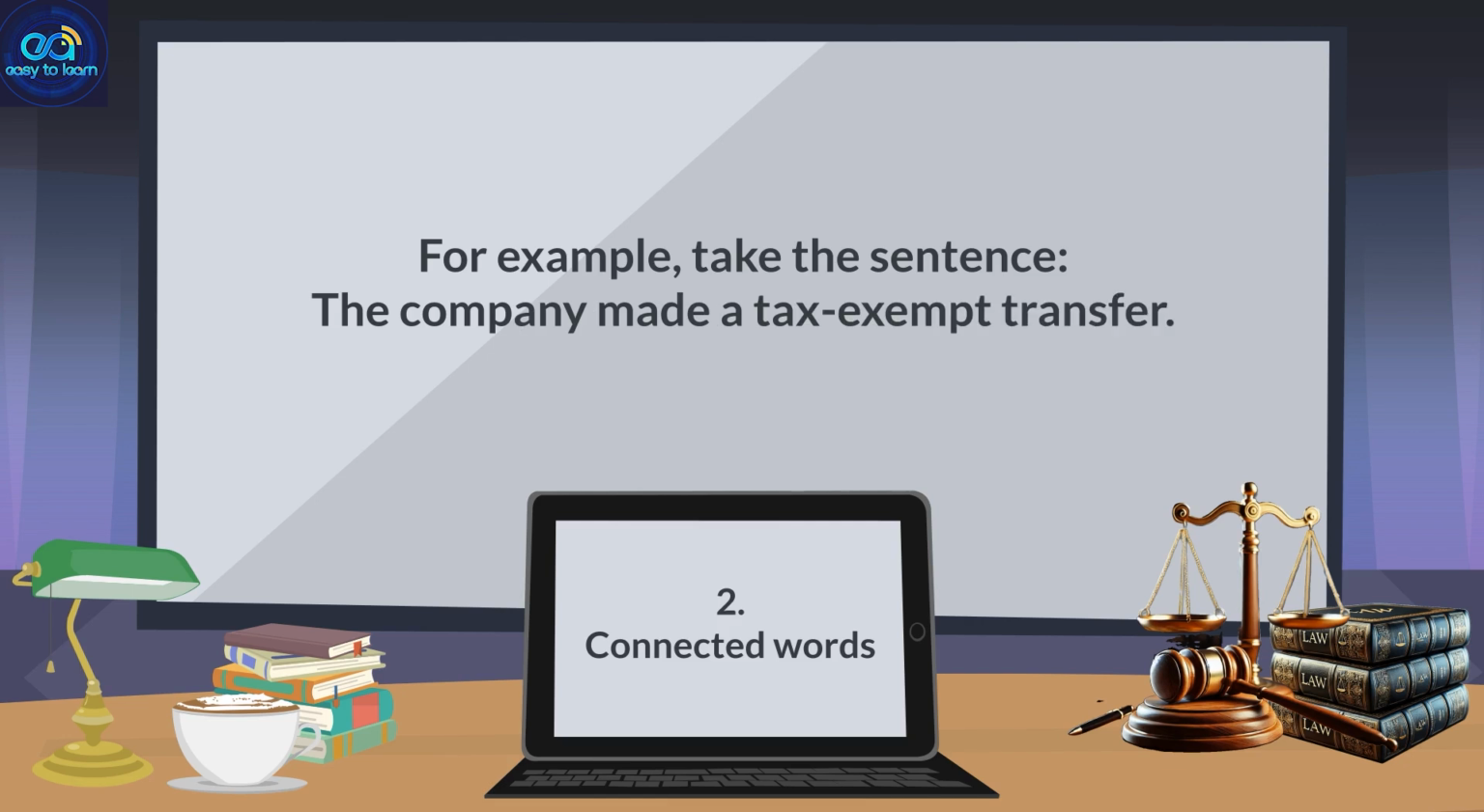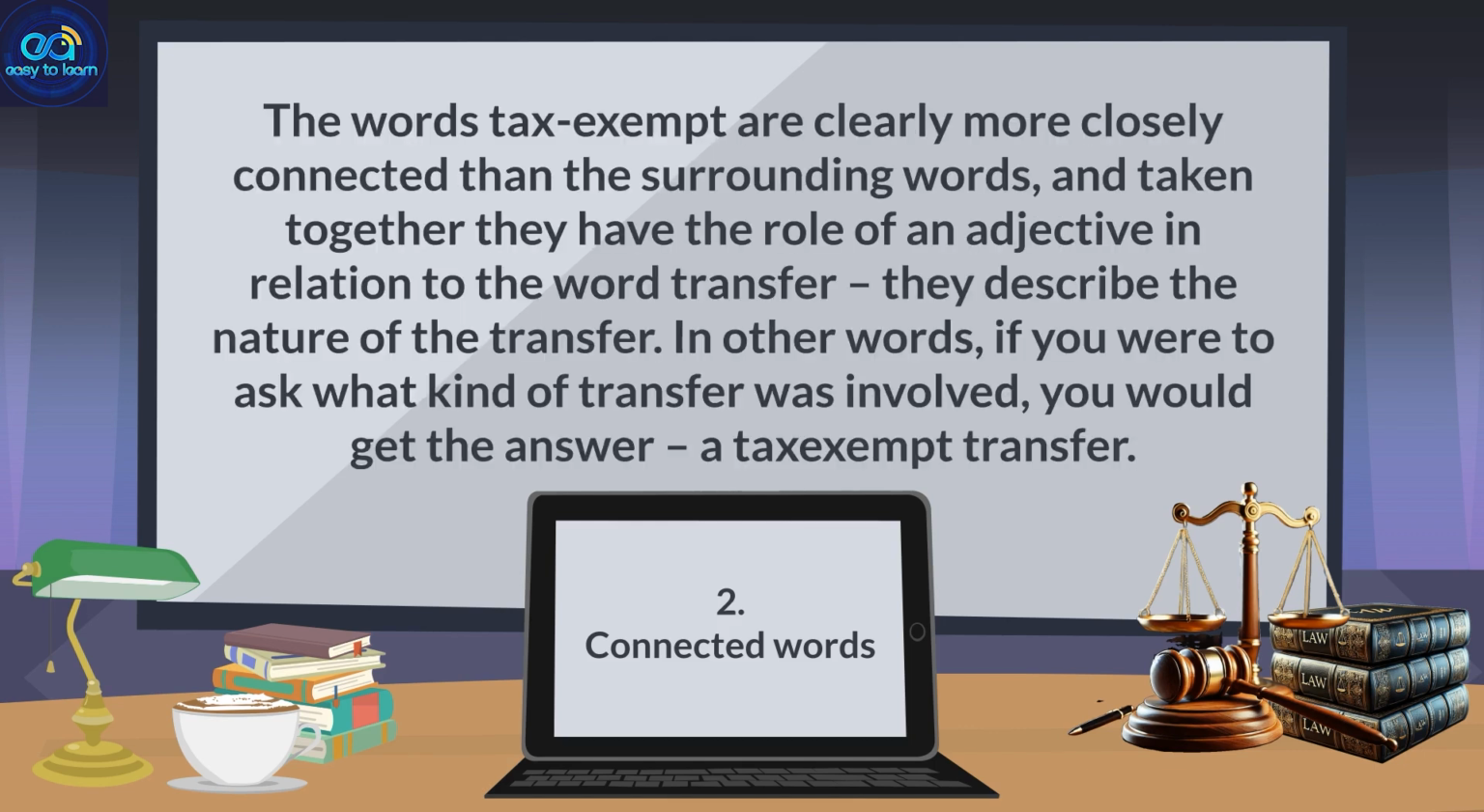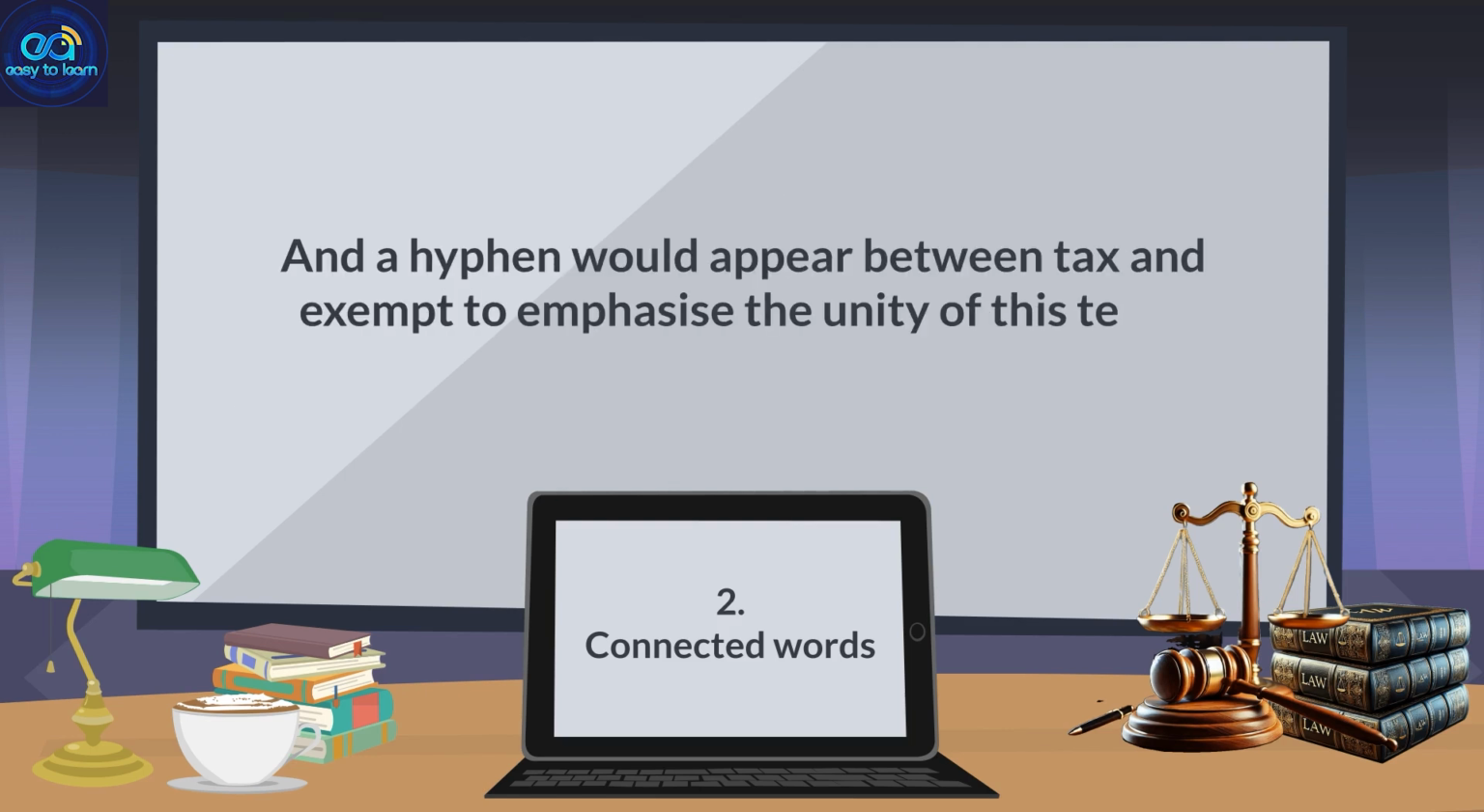For example, take the sentence, "The company made a tax-exempt transfer." The words tax-exempt are clearly more closely connected than the surrounding words, and taken together they have the role of an adjective in relation to the word transfer. They describe the nature of the transfer. In other words, if you were to ask what kind of transfer was involved, you would get the answer, a tax-exempt transfer. And a hyphen would appear between tax and exempt to emphasize the unity of this term.